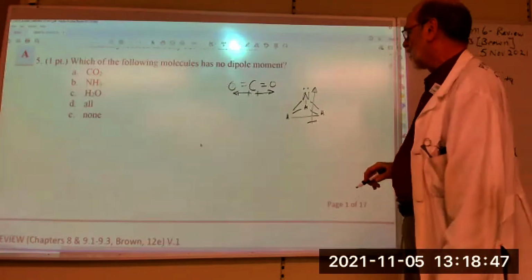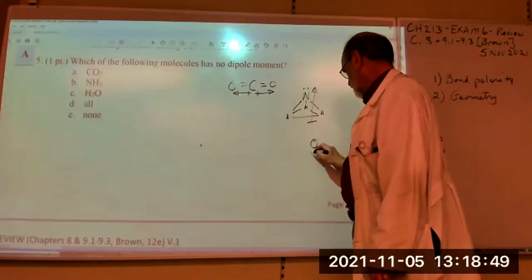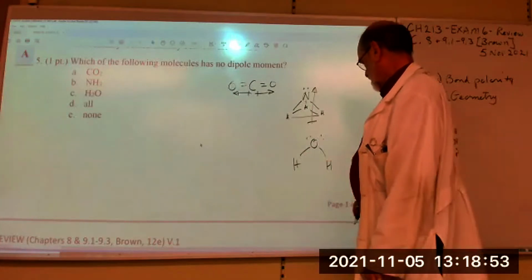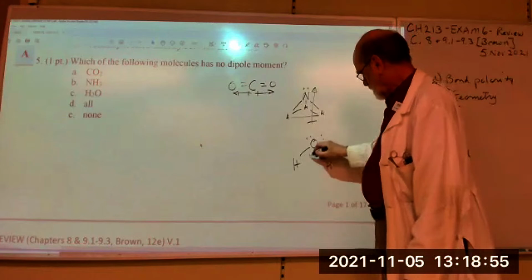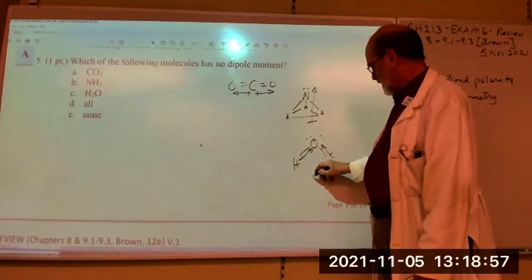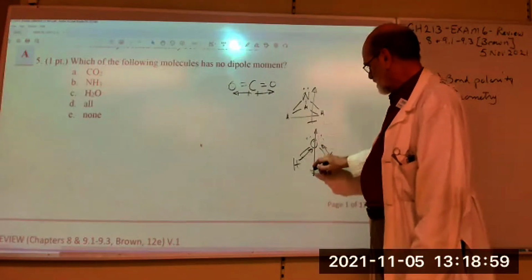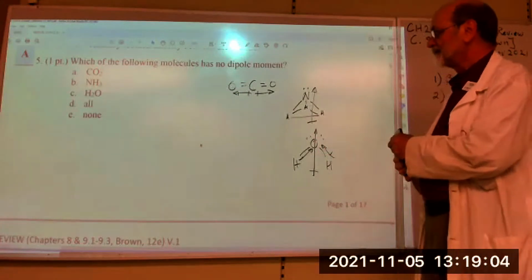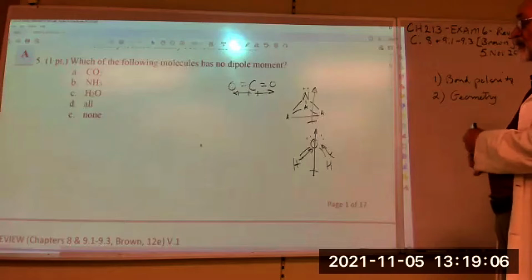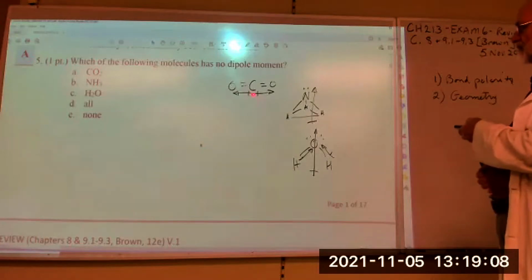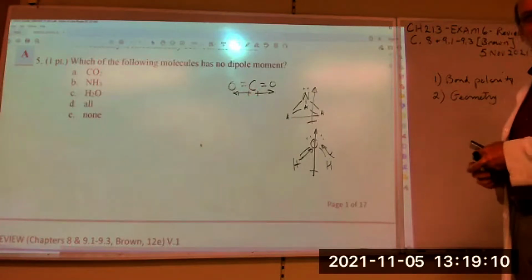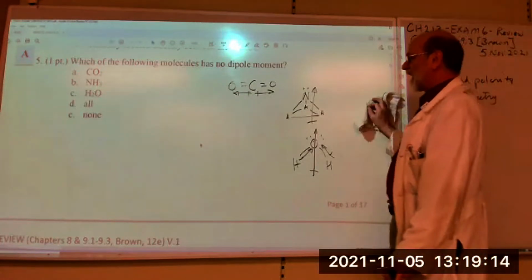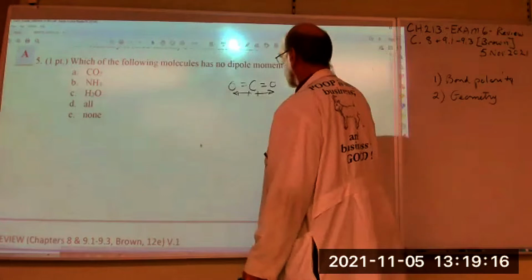Okay. How about water? Water's like this. Right. Goes this way on the bonds. So the vector summation is like that. So carbon dioxide has to be it. Or is it none? No, it's carbon dioxide. The polar bonds cancel out because they're equal and opposite in direction.